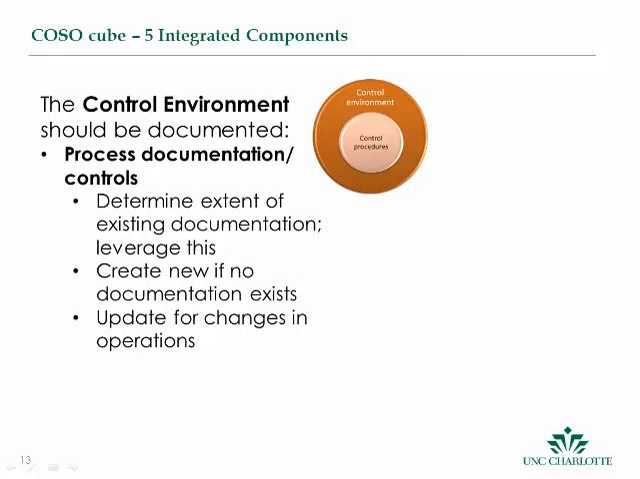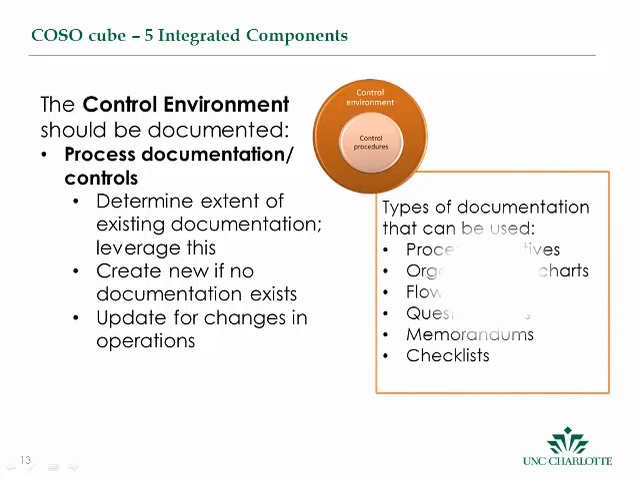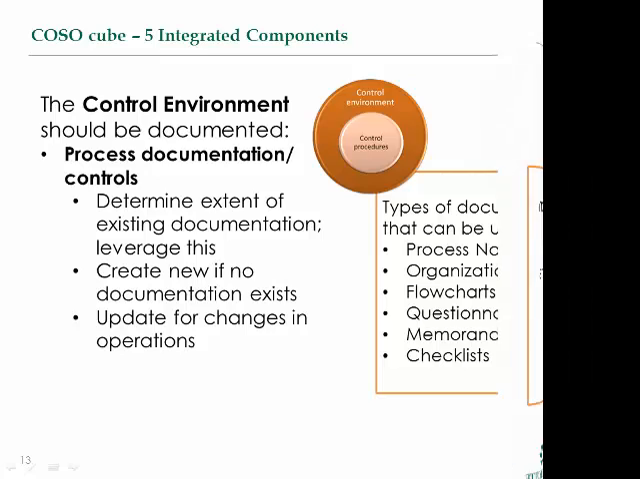Finally, in order for the control environment to be effective, it must be documented. The first step in ensuring proper internal control is to ensure business processes are properly identified and documented. Types of documentation that can be used include process narratives, organizational charts, flowcharts, questionnaires, memorandums, and checklists.